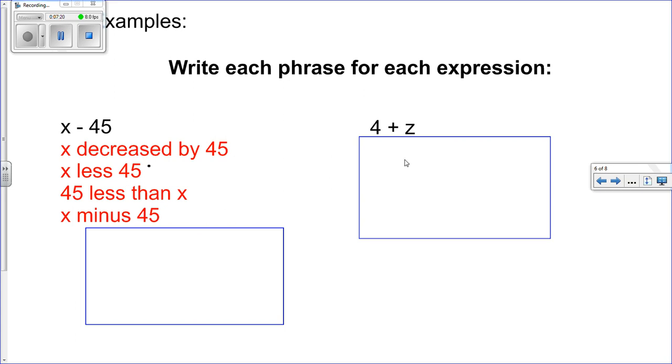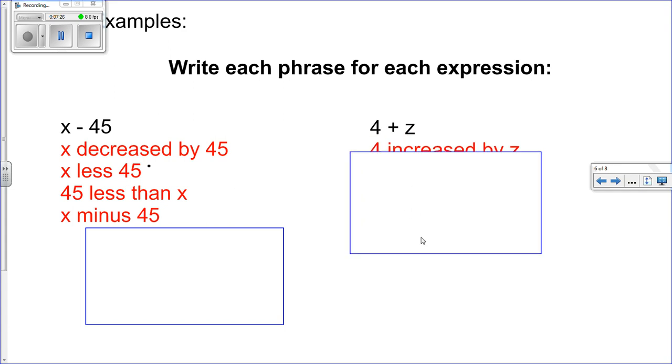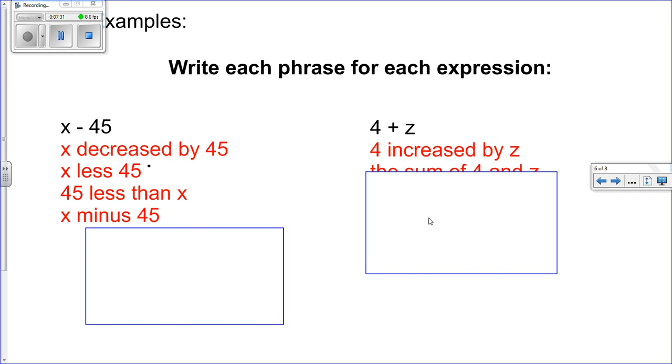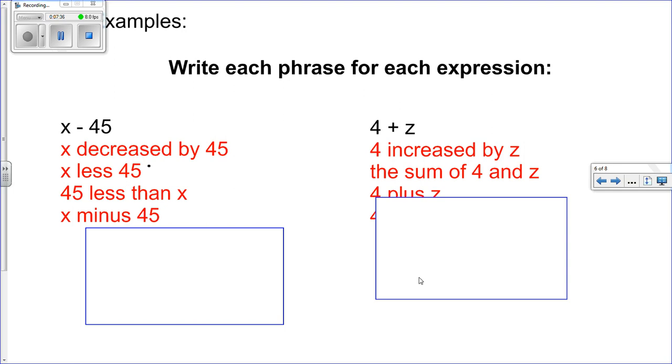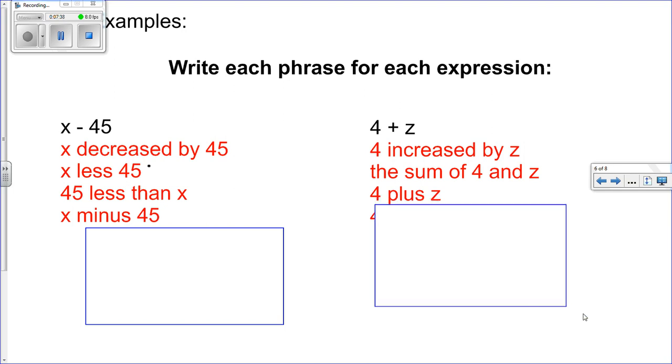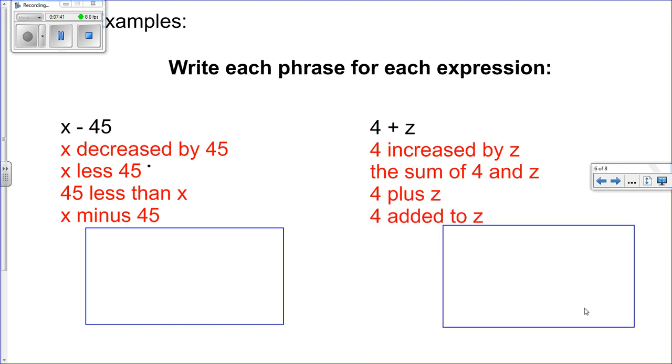How about 4 plus z? For this one we can use 4 increased by z, the sum of 4 and z, 4 plus z, or 4 added to z. And again, you may pause the video to make sure you write these 4 phrases down on letters A and B on page 73 in your MSG. Make sure you have all 4 phrases written down.